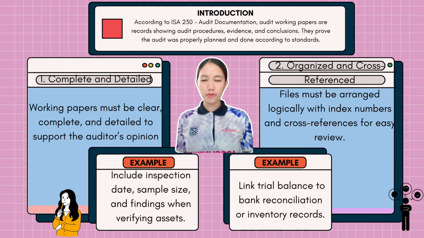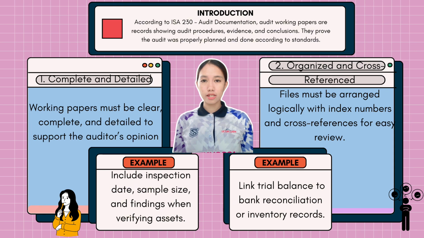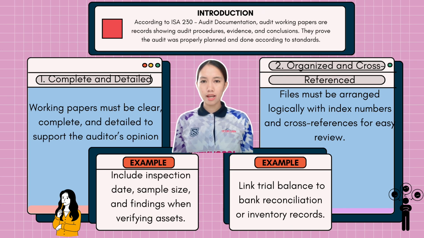Today I want to talk about 4 characteristics of good working papers that meet the requirement of ISA 230. Number 1. Complete and detailed. Good working papers must be complete, clear, and detailed to support the auditor's opinion. They should include the nature, timing, and extent of auditor procedures, results obtained, and significant matters identified. For example, when verifying machinery ownership, the auditor includes the inspection date, sample size, and findings to justify conclusions.